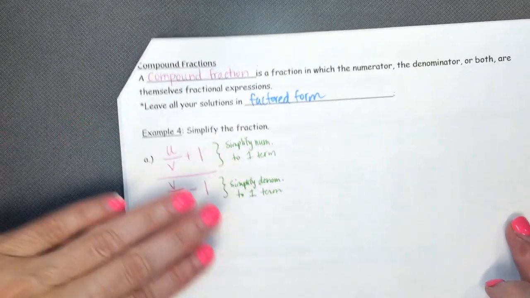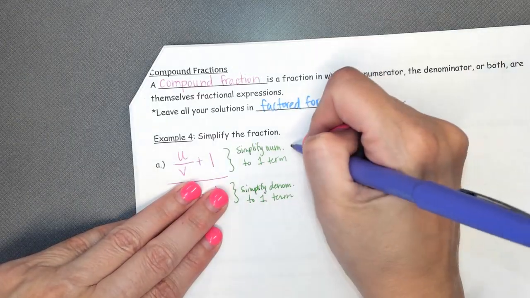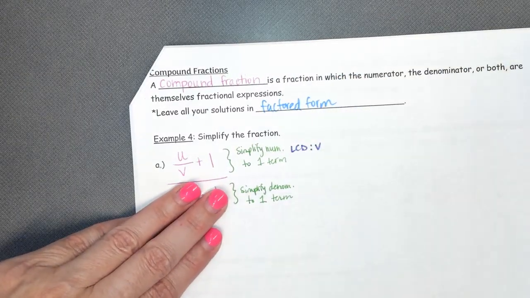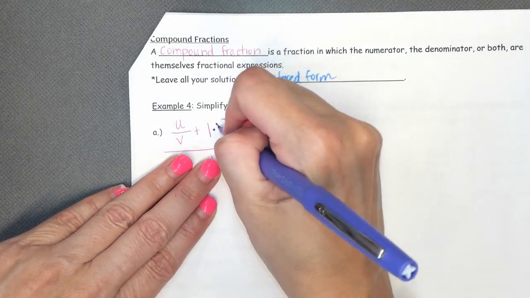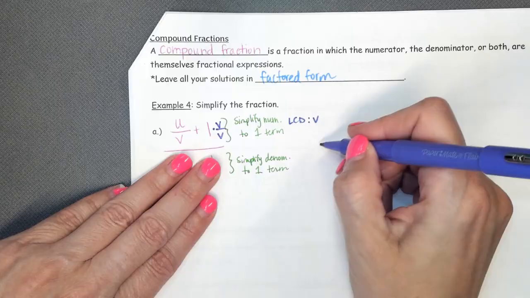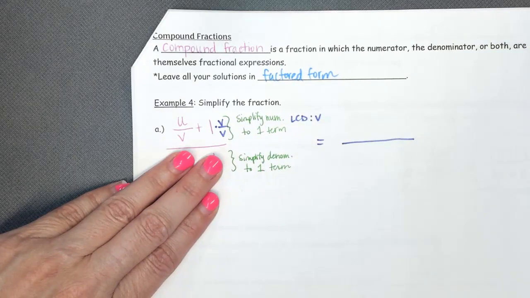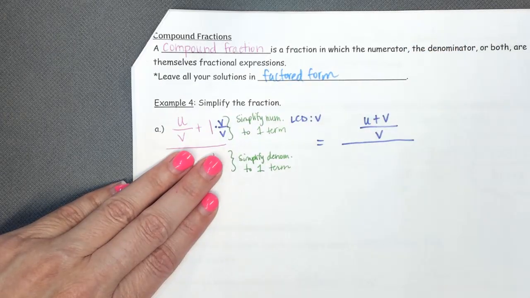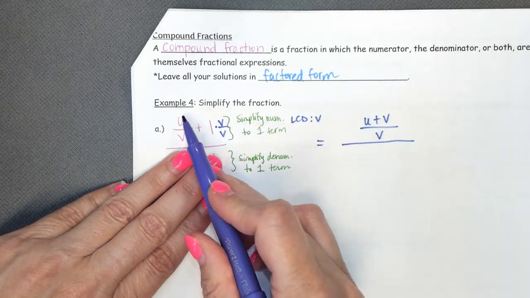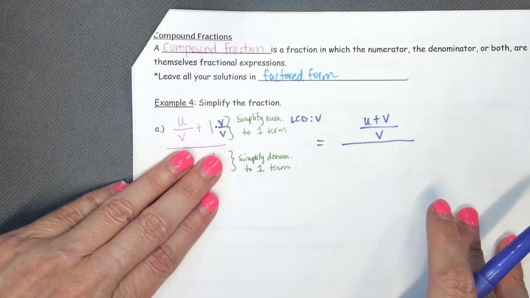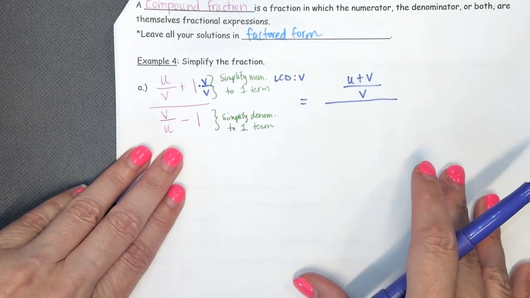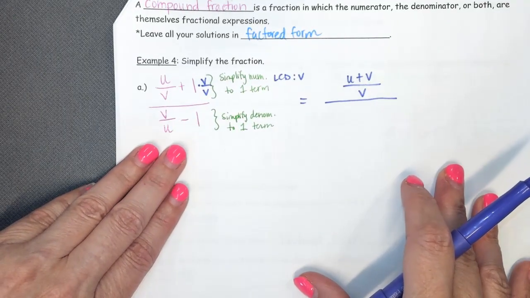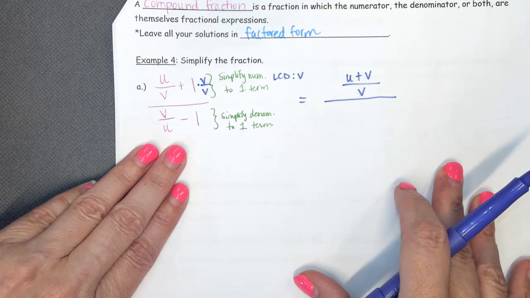So if I'm just looking at the numerator, my LCD is going to be v. So all I have to do is multiply this by v over v. So if I do that, then I have u plus v divided by v. And then we're going to simplify the denominator. Am I going too fast, or is this okay?